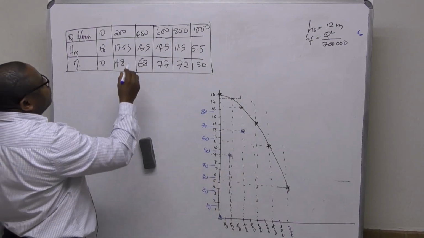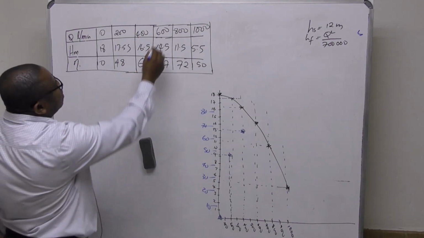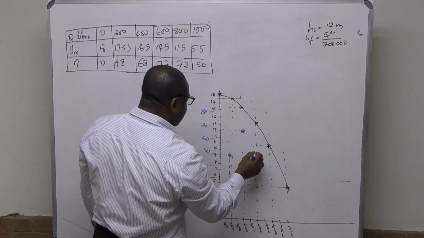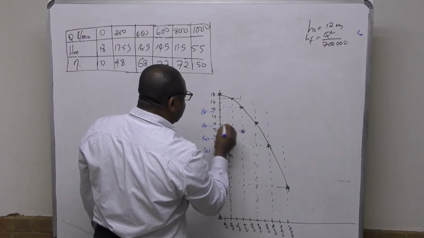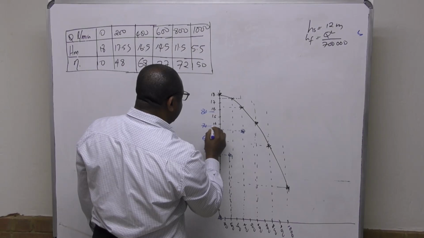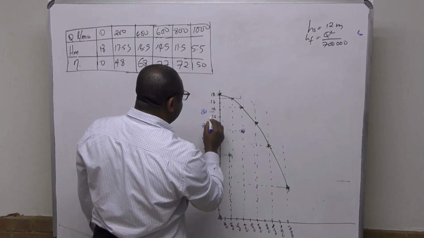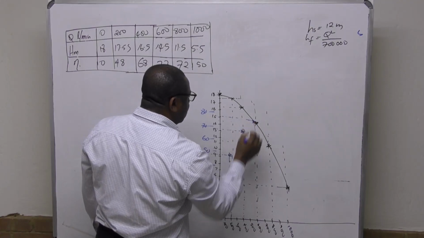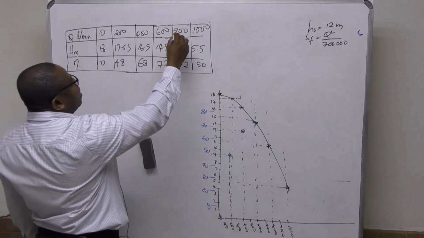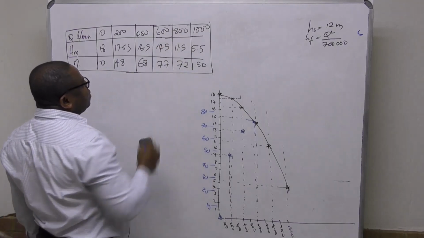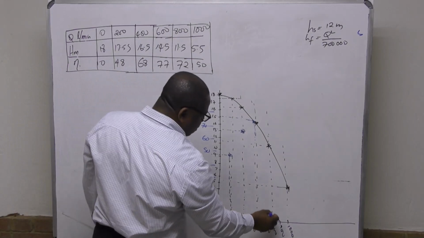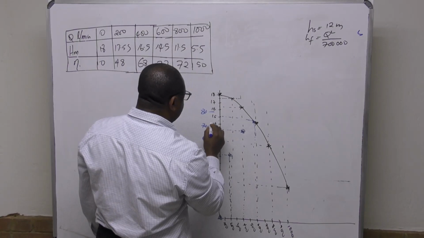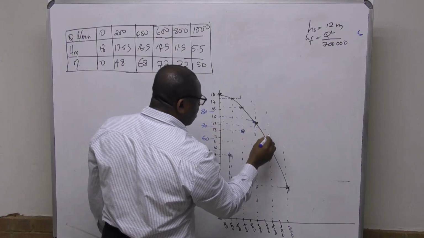At a flow of 600, efficiency is 77, maybe somewhere there. Then at a flow of 800, efficiency is 72, 70, 71, somewhere there.